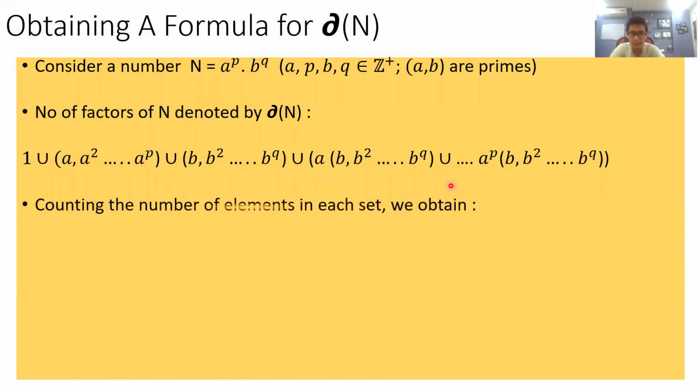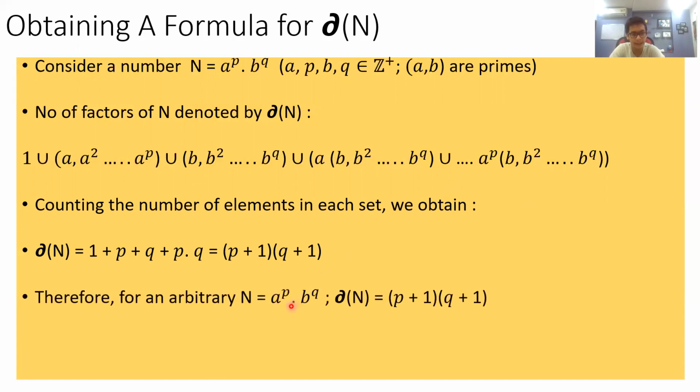So let's consolidate it all. Counting the number of elements in each set, we obtain delta of n equals 1 plus p plus q plus p times q, which is p plus 1 times q plus 1. Therefore, for an arbitrary n, a to the p times b to the q, delta of n is given by p plus 1 times q plus 1.